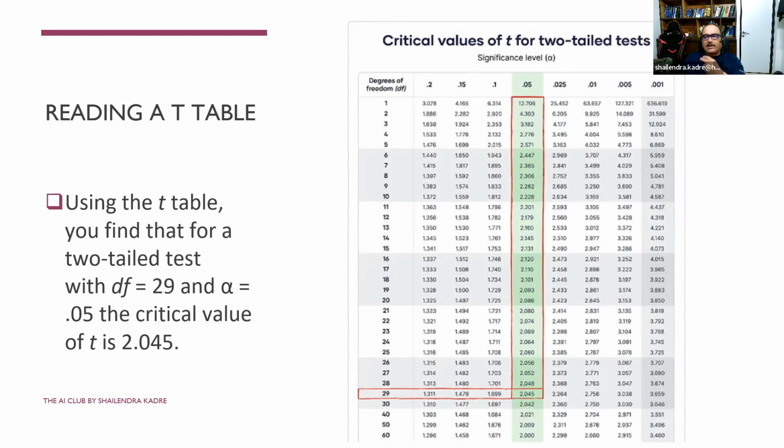We find out t statistic. What does it depend on? It depends on only one thing: degrees of freedom. So you know degrees of freedom. Confidence interval is generally fixed at 0.05. So significance level is generally fixed at 0.05. So you just find the value corresponding to 0.05 and 29. You just read the value. That is your t statistic.